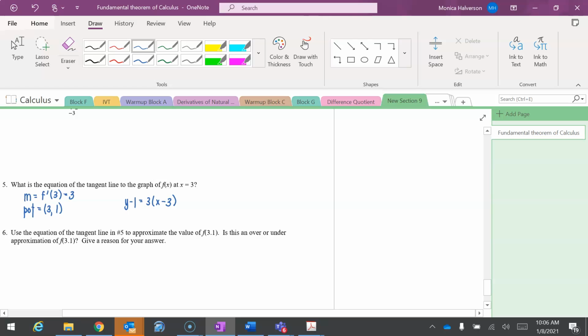Now that we know both our slope and our point of tangency, we can write our equation and leave it as such. Now I'd like you to use this equation of tangency to approximate the value of f of 3.1 for number 6, and then explain whether this is an over or under approximation.